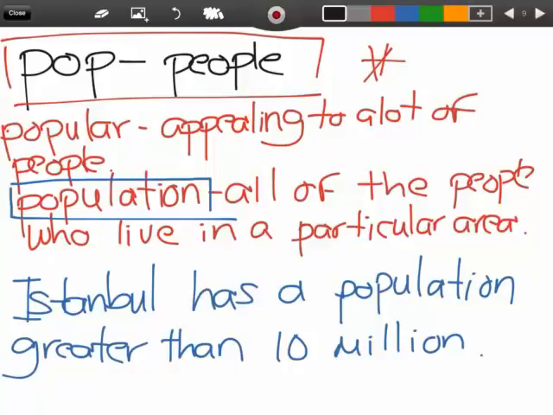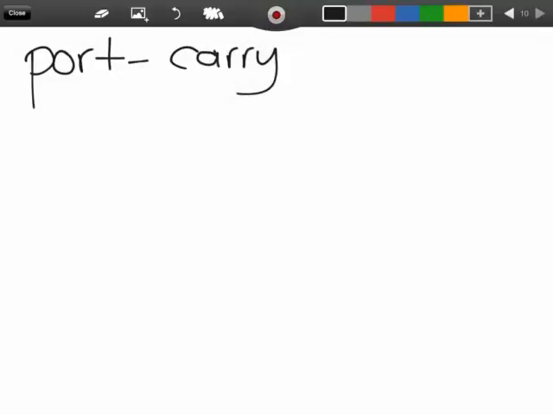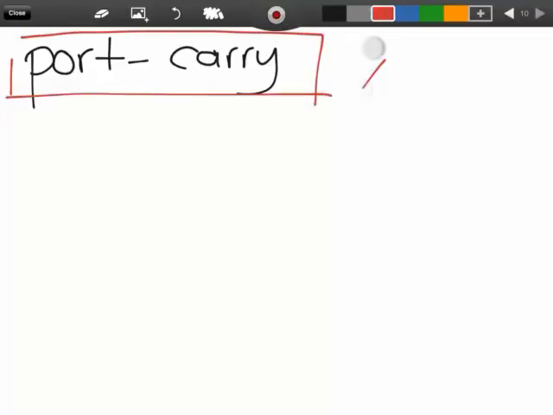Moving on to our last root, which is port. And port means to carry. I'm going to go ahead and underline this or put it in the box as well because it is an important root, and also put a star next to it. I'm going to give you two example words here.